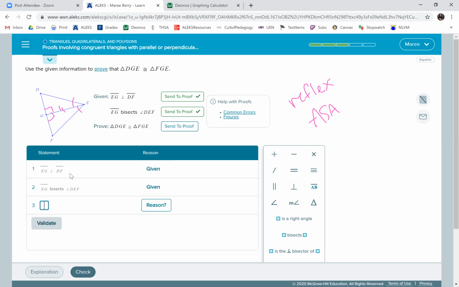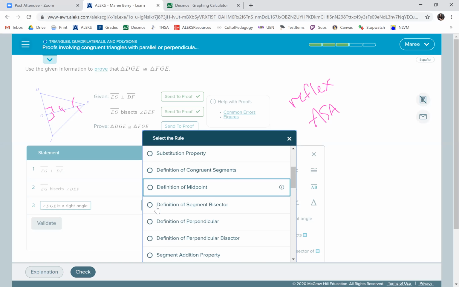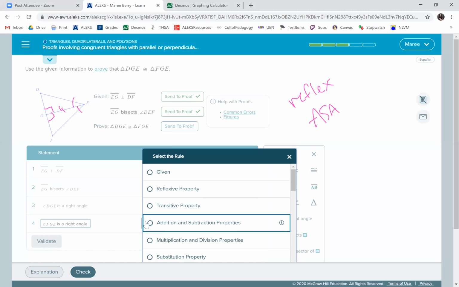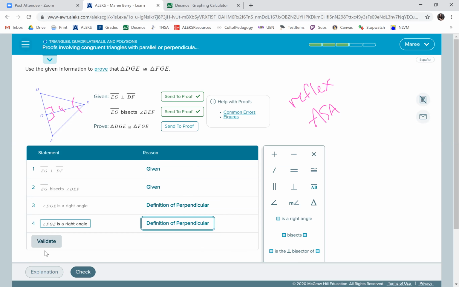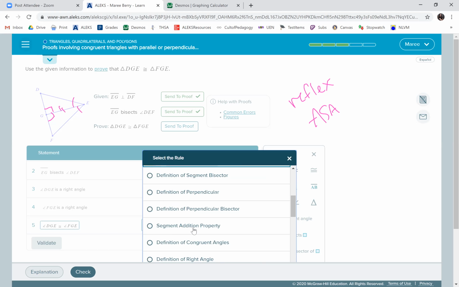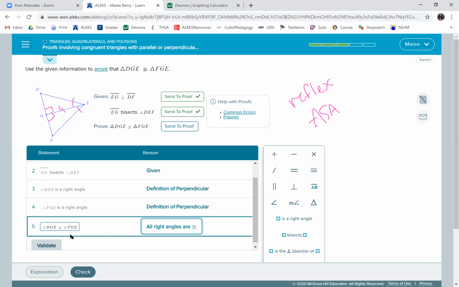Let's see, angle DGE is a right angle. So we put is a right angle. Definition of perpendicular. And then we're going to have angle FGE is a right angle. And that's definition of perpendicular. So now we're going to say that those two angles are congruent. Angle DGE is congruent to angle FGE because all right angles are congruent. There we go. Okay, we got that.